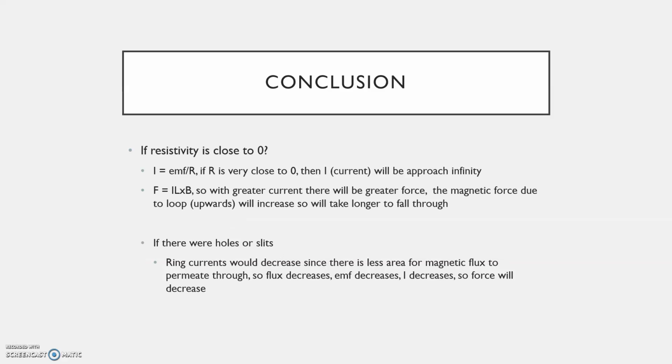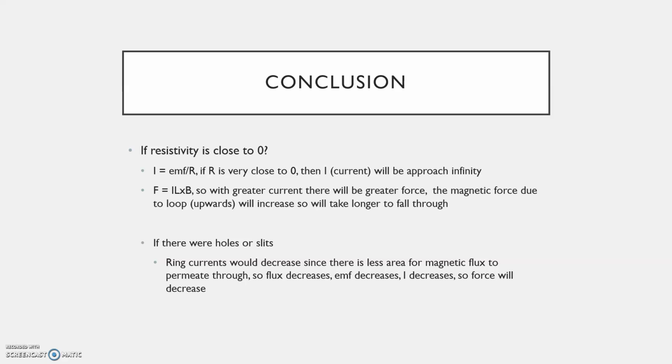For the conclusion, if the resistivity is close to 0, we found that current is equal to EMF divided by R. So if R is very close to 0, then I will approach infinity. Since the force is I L cross product B, the greater the current, the greater the force. So the magnetic force due to the loop, which is an upwards force, will increase, so it'll take longer for the magnet to fall through.